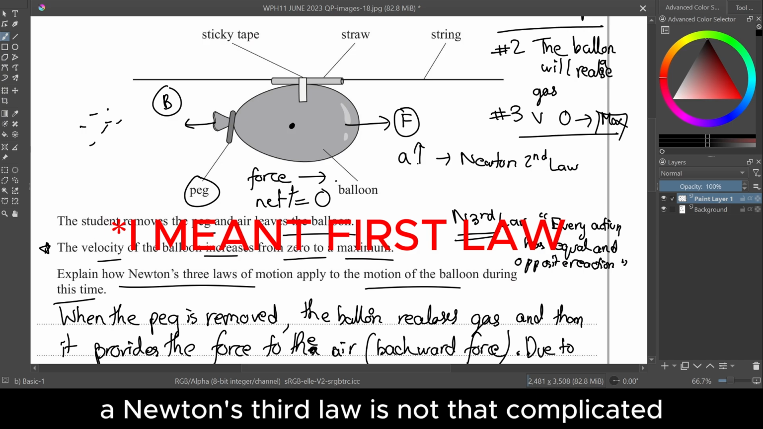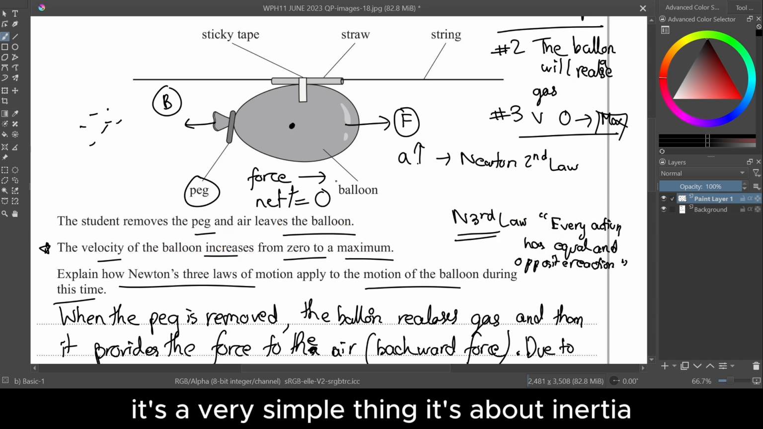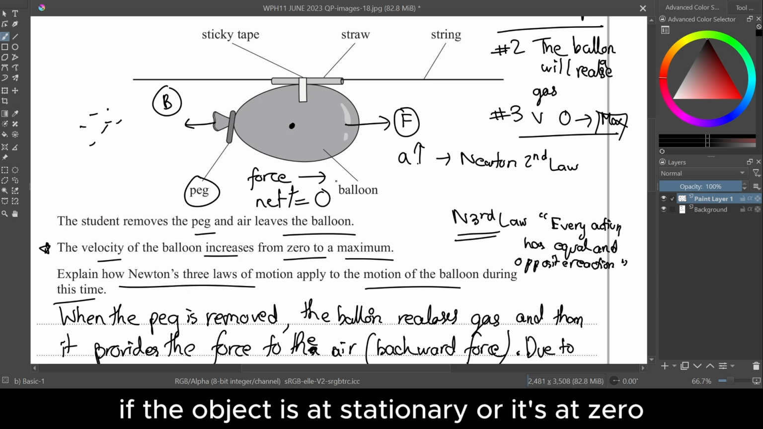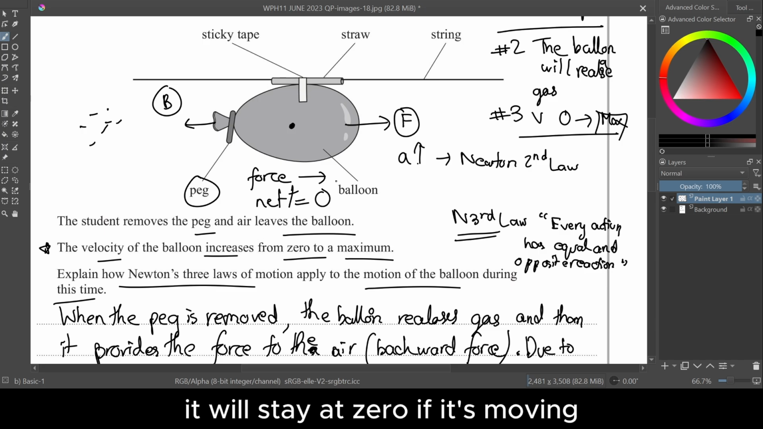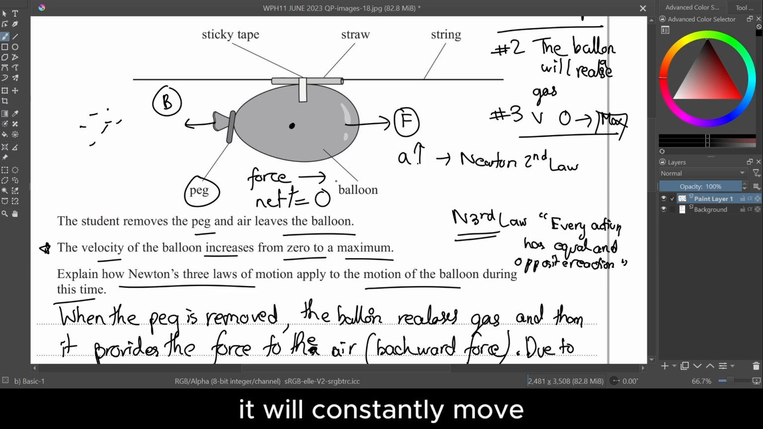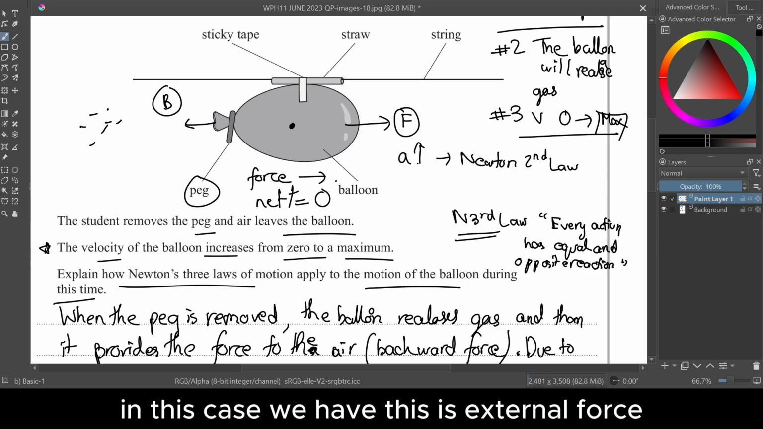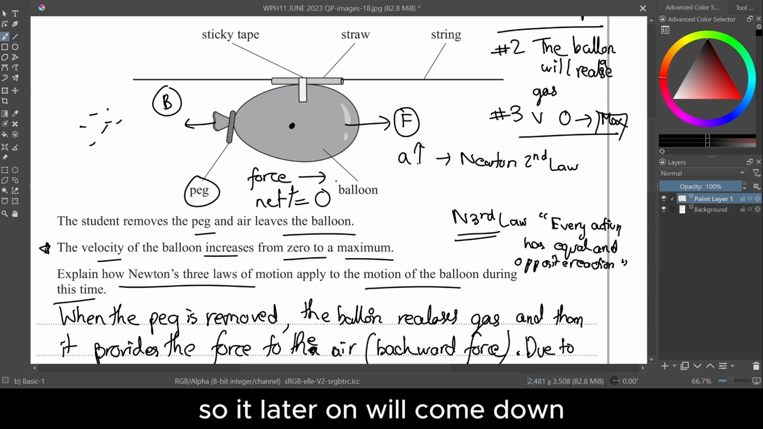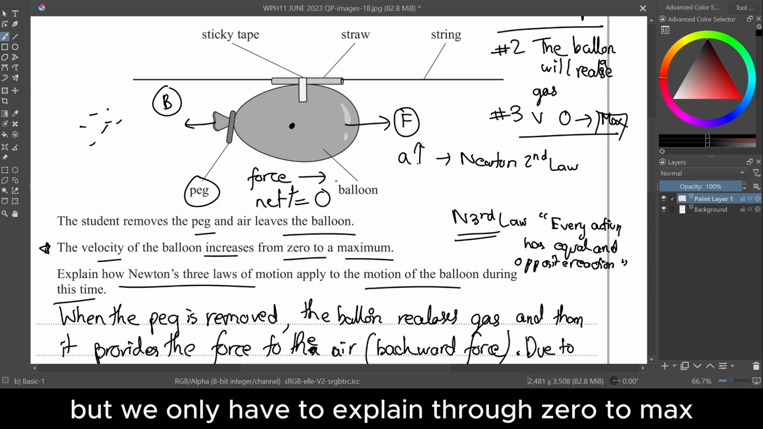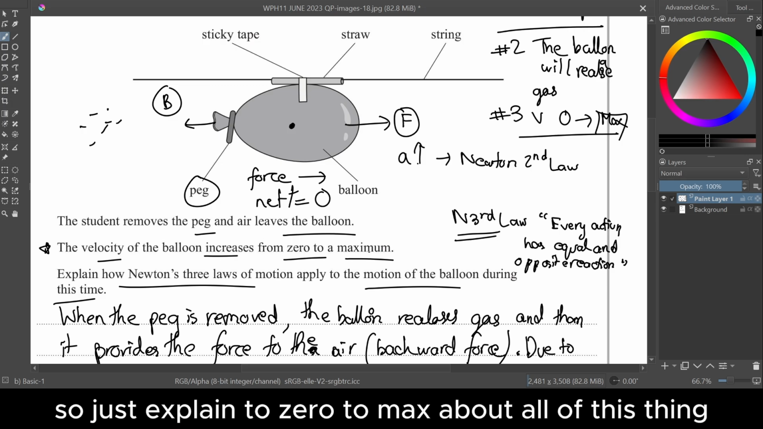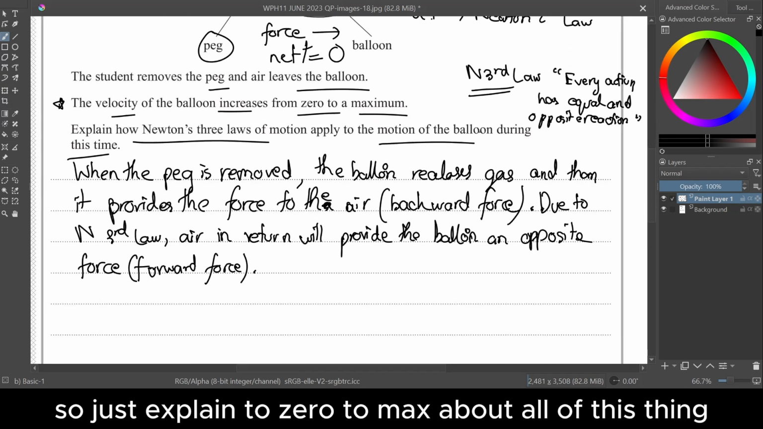And Newton's law is not that complicated. It's a very simple thing. It's about inertia. If the object is stationary or at zero, it will stay at zero. If it's moving, it will constantly move unless there is an external force. In this case, we have a resistive external force, so it later on will come down. But we only have to explain 0 to max and not max to 0. So just explain 0 to max about all of this.